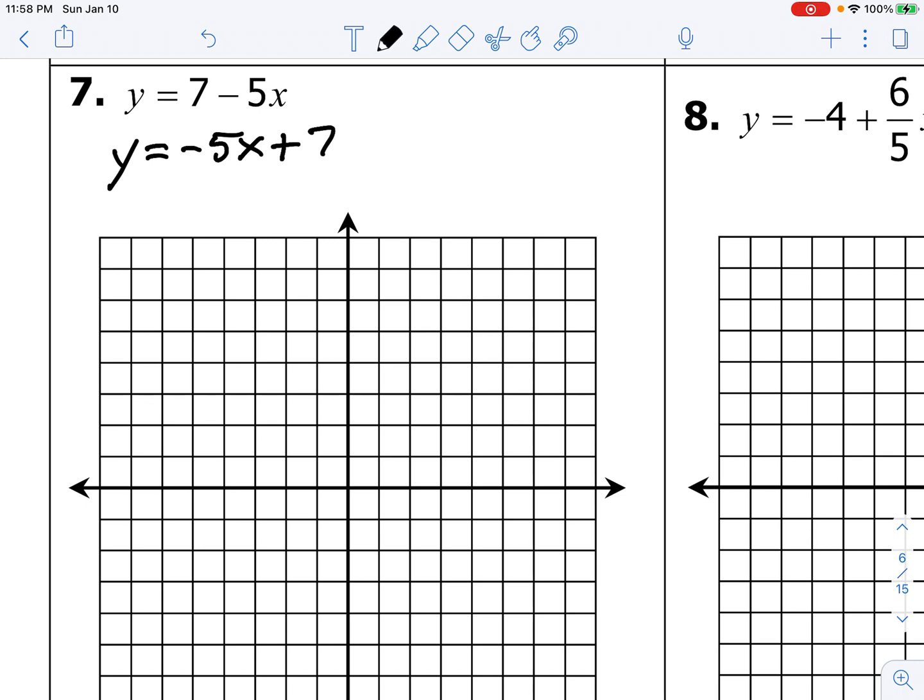Okay, so now we plot the y-intercept, which is 7. So 1, 2, 3, 4, 5, 6, 7. And then we're going to go down 5 and right 1. So down 1, 2, 3, 4, 5, right 1. And then one more time, down 1, 2, 3, 4, 5, right 1. And then draw our line.